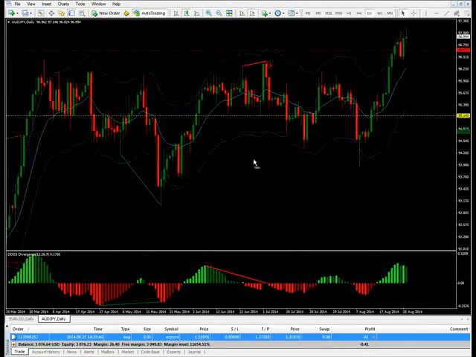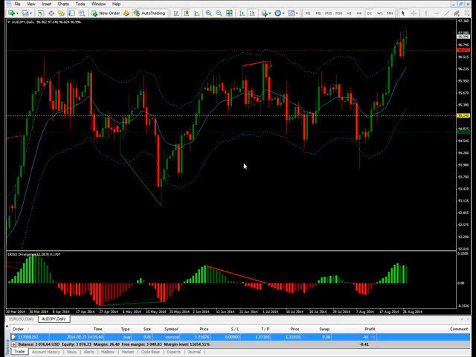Again, a couple of key things to remember. Always make sure you have a good reward to risk ratio. Don't take trades that are less than 1 to 1 risk reward. You want to stick to 1.5 to 1 at worst. Alright.